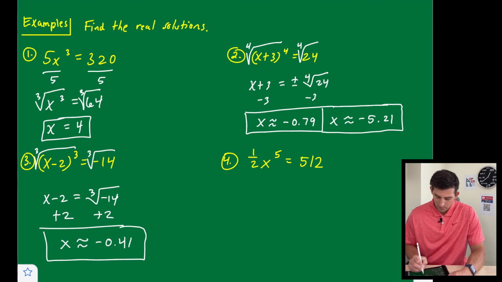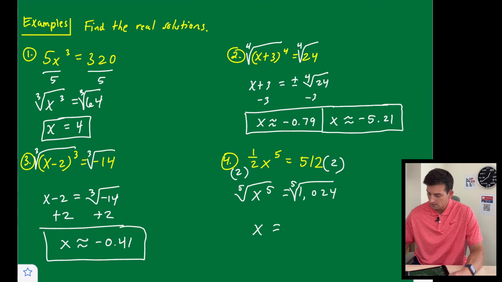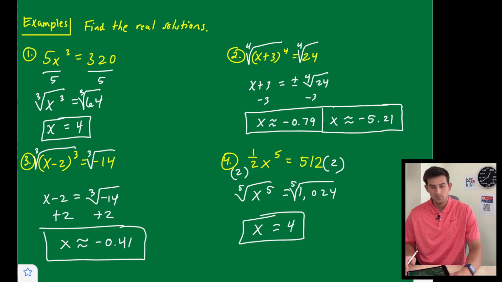We could divide both sides by 1/2, but let's go ahead and multiply by 2 because that's the same thing. So we get x to the 5th is equal to 1024. Now we can undo by taking the 5th root of both sides. So x is equal to, let's go math once again, the 5th root of 1024, and that gives us 4. Once again, we did an odd root there, so we only have that one solution. So that's how we can solve some equations using nth roots.